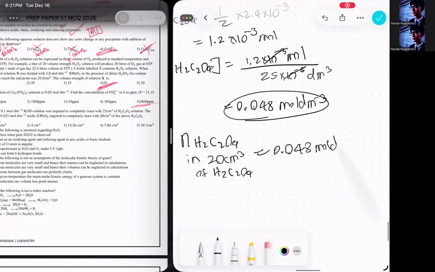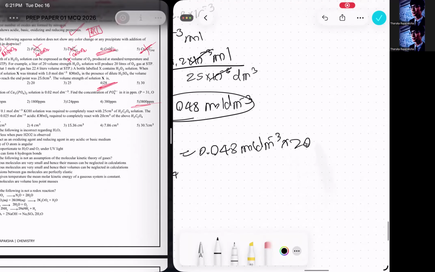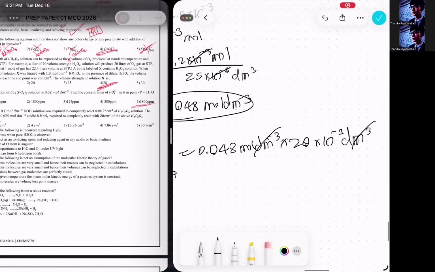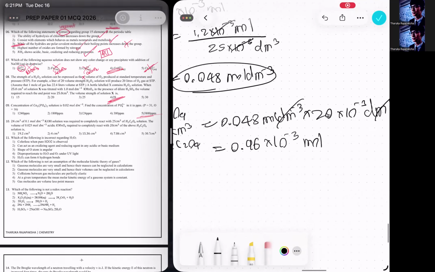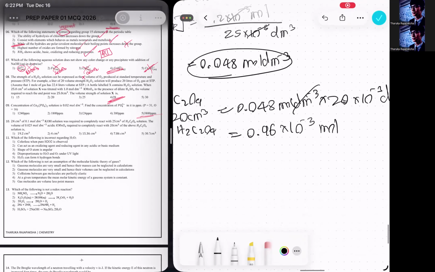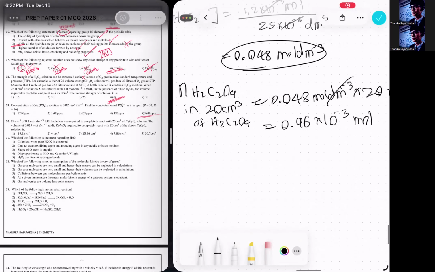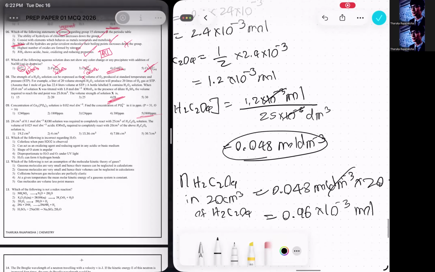0.048 mole per cubic decimeter multiplied by 20 × 10^-3 cubic decimeter. Cubic decimeter per cubic decimeter cancel off. So that's going to be 0.96 × 10^-3. Yes, that's going to be the number of moles of H2C2O4 that's going to react. Now using this equation, we can calculate the number of moles of MnO4- that's going to react.